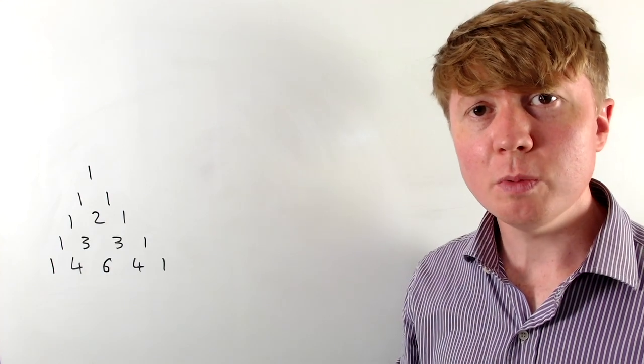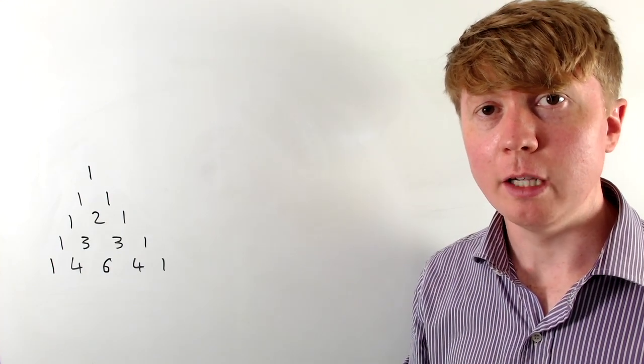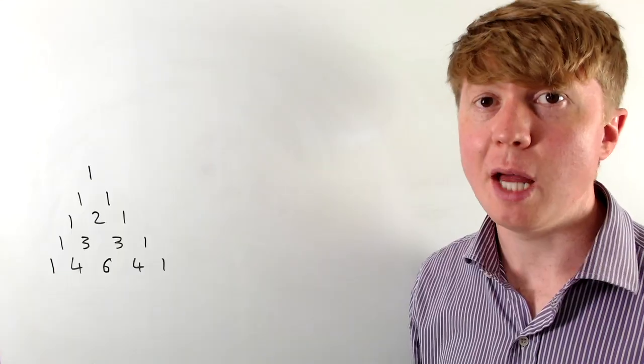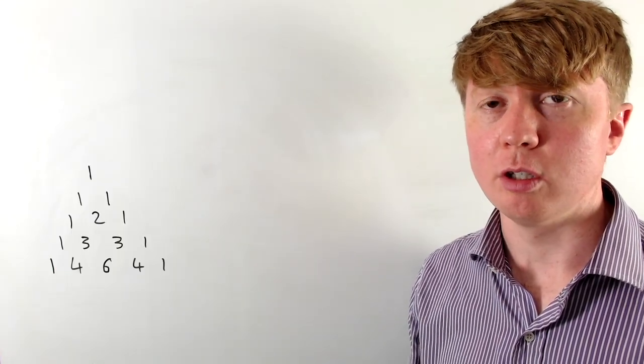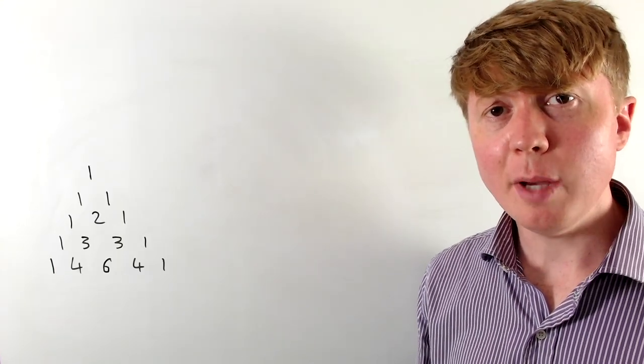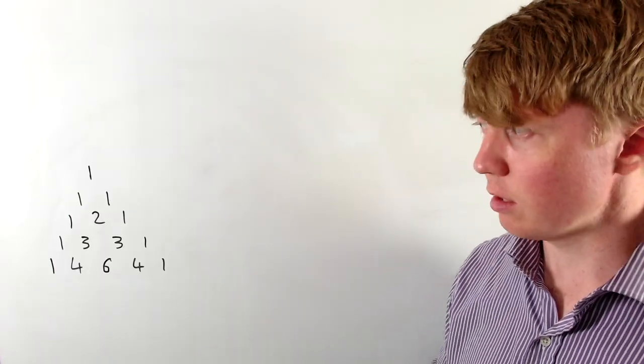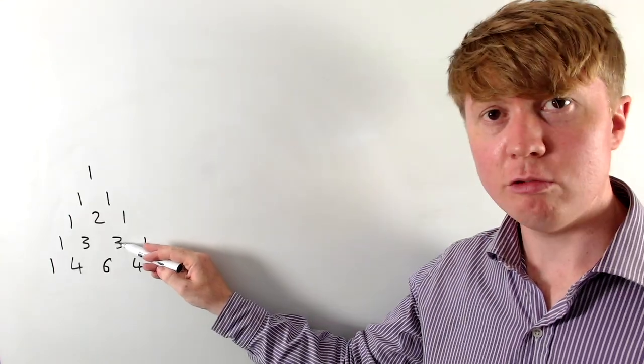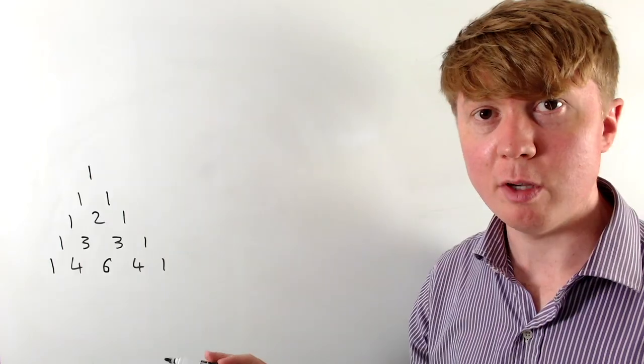Okay, so we're going to explore what lies above Pascal's triangle in the sense of trying to extend the pattern going upwards rather than going further down. So the key pattern that defines Pascal's triangle is that every number, for example this 3 here, is the sum of the two numbers above it.